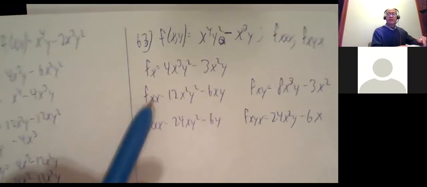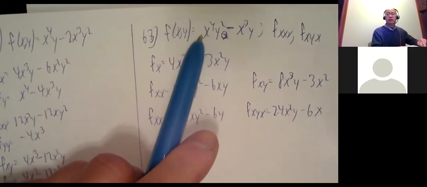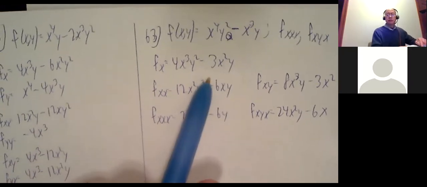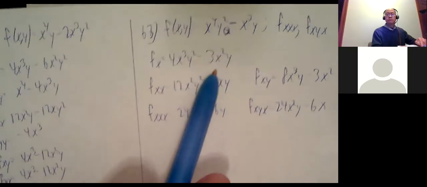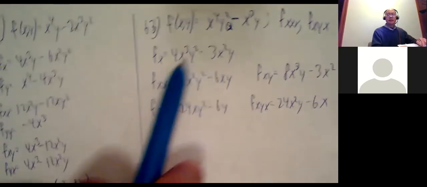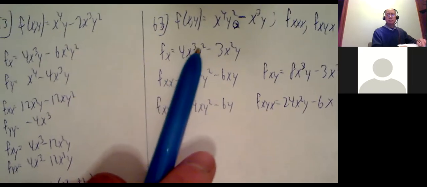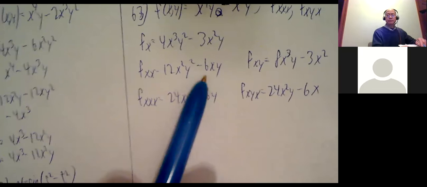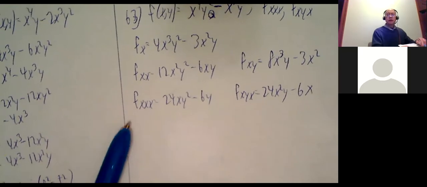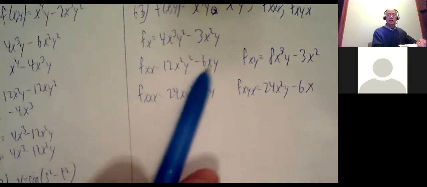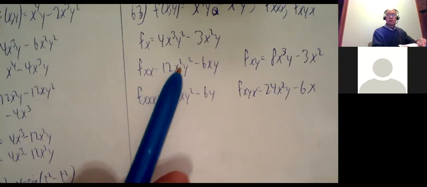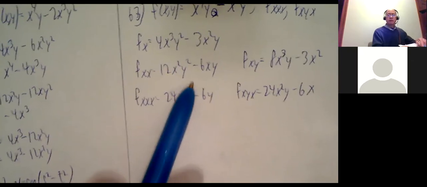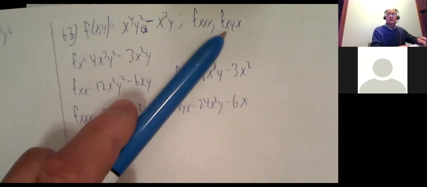Okay, first find fx. Take the derivative with respect to x. So 4x cubed y squared minus 3x squared y. Okay, fxx. Differentiate again with respect to x. 4 times 3, 12x squared y squared minus 2 times 3, 6xy. And then fxxx, differentiate this again with respect to x. So 2 times 12, 24xy squared minus 6y. Okay, that's done.